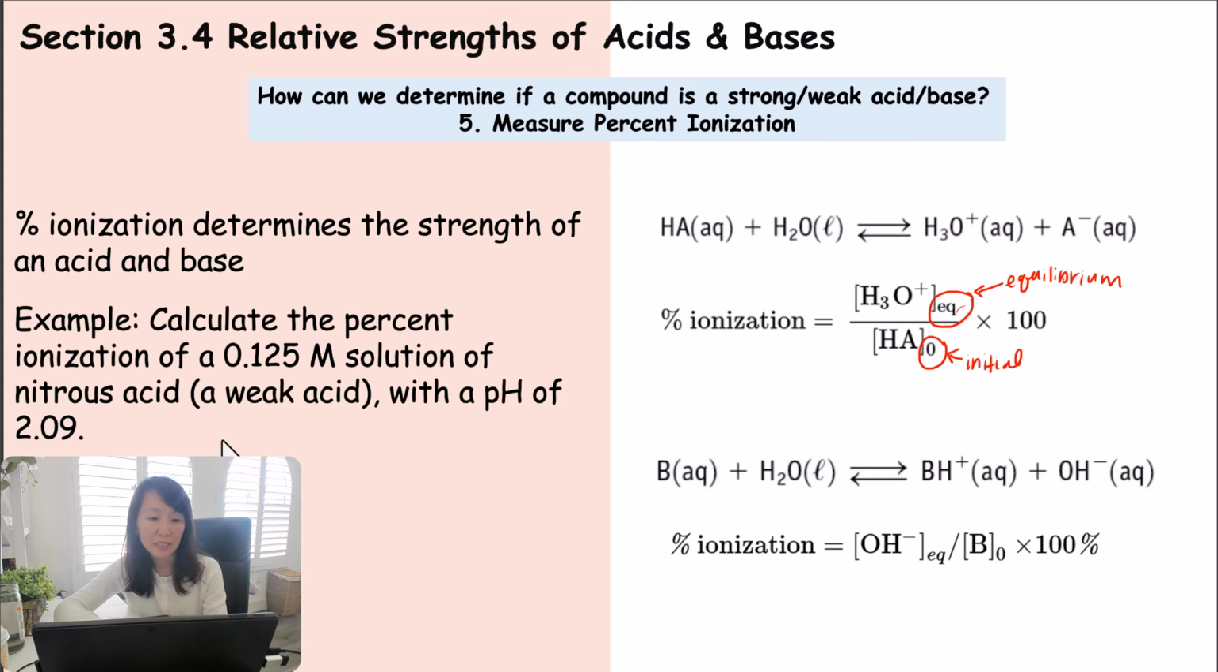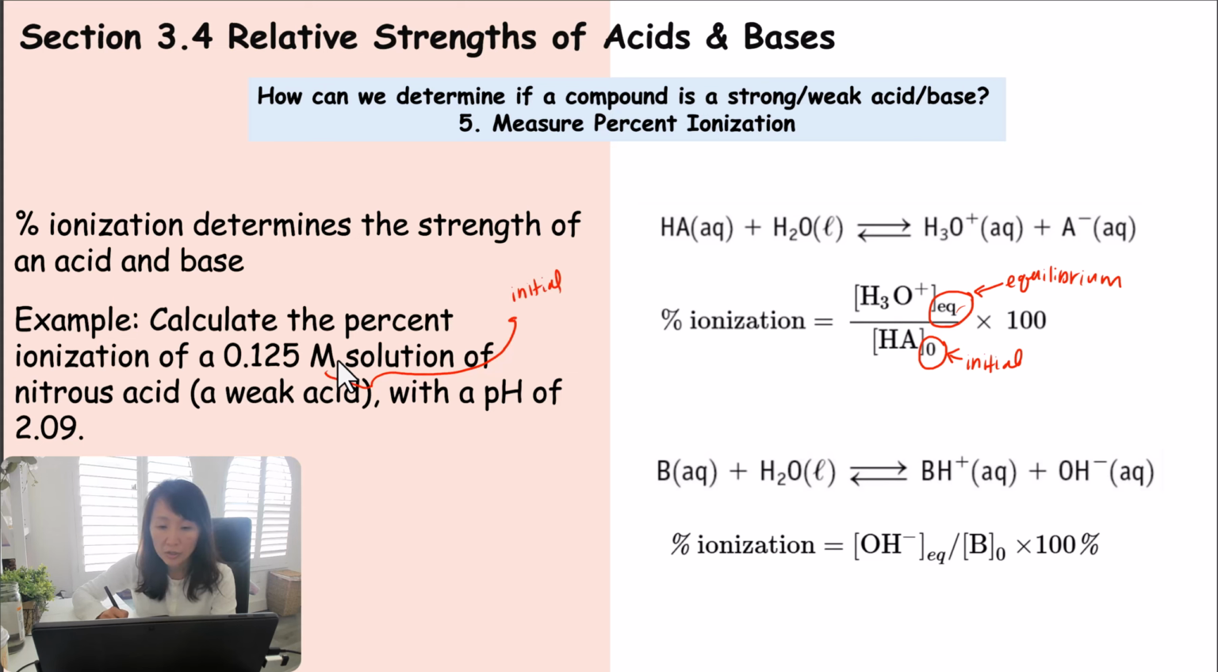Let's do an example. It says calculate the percent ionization of a 0.125 molarity solution of nitrous acid. This is a weak acid. So already giving you that it's a weak acid, so probably the percentage is going to be low, with a pH of 2.09. What you need to recognize is that 0.125 molarity solution of nitrous acid, this is at initial.